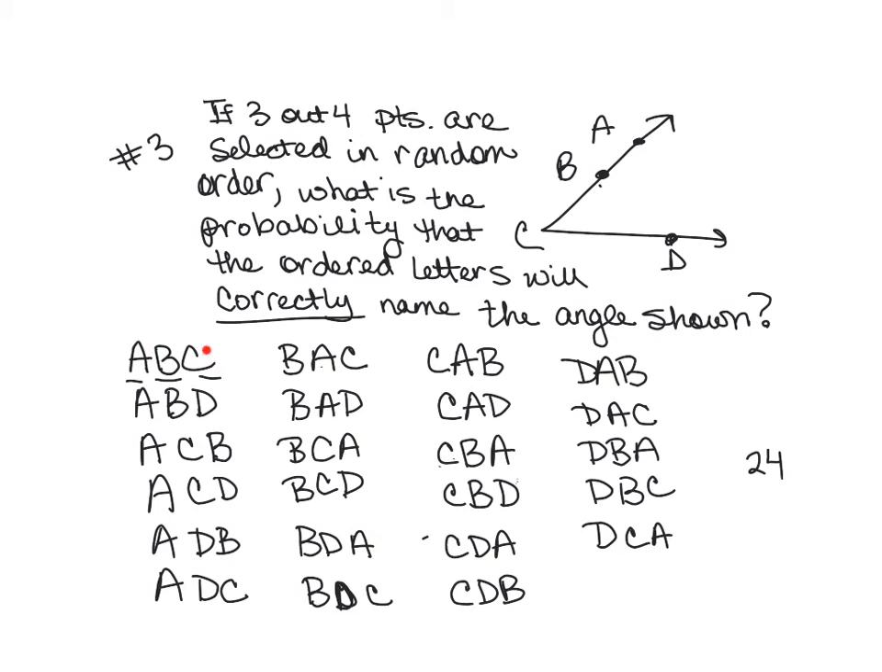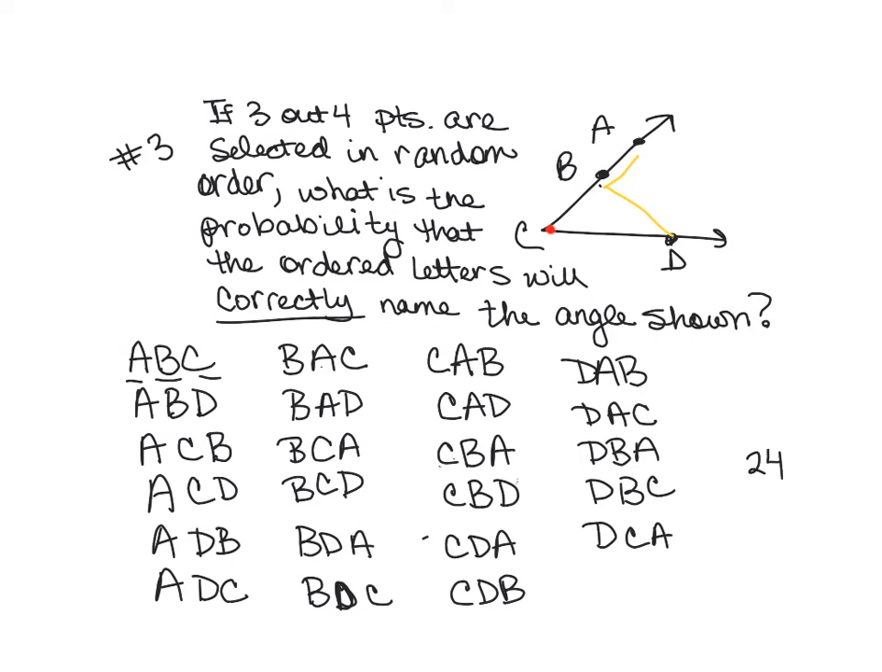So let's look at ABC, angle ABC. Would that be a correct way to name this angle? And the answer is no, because that's just a straight line, ABC. So ABD, would that be correct? Well, if you look at that, that angle would be ABD. That is not the same angle. Okay, what about ACB? ACB, that is not the correct angle.